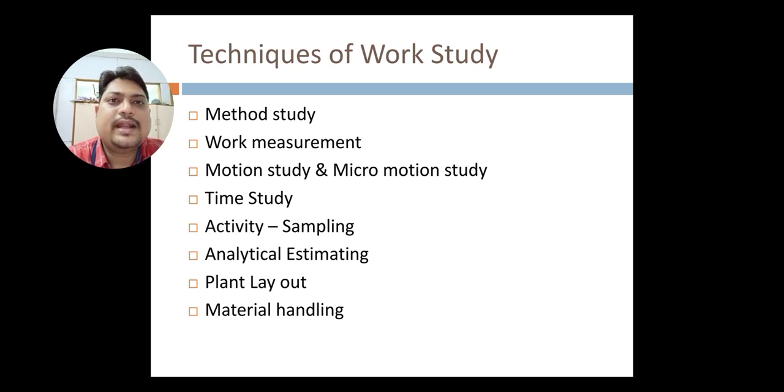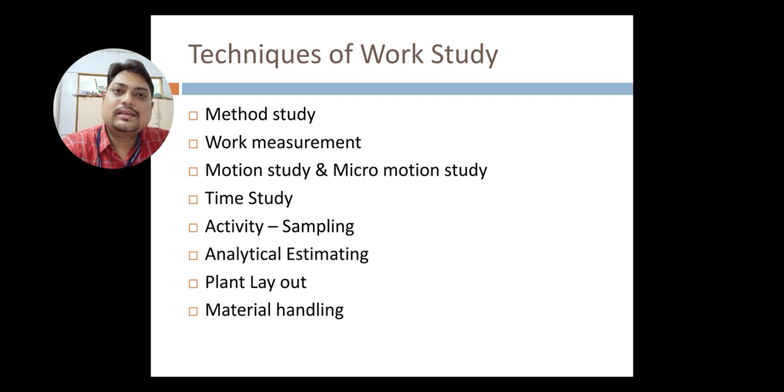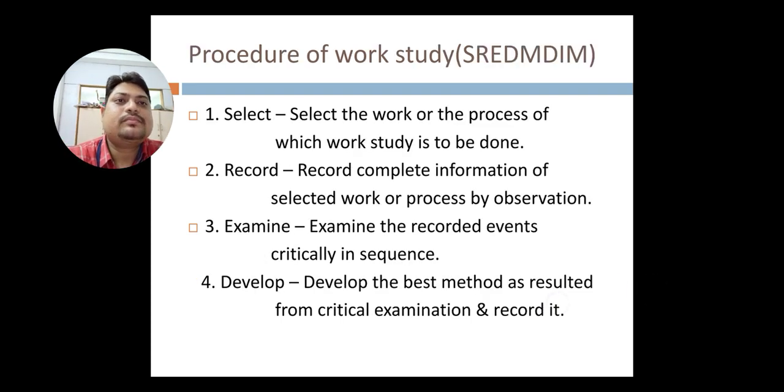Then material handling. The material is transferred from one place to another in an effective way. Like for material handling, the tool cart is used, forklift is used, then overhead cranes are the best suited way to transfer the material from one place to another or from one shop to another in the industry. Then we would like to start the procedure of work study.